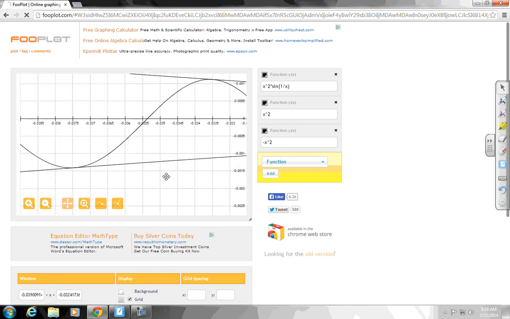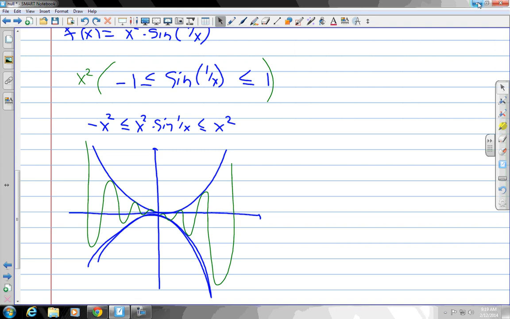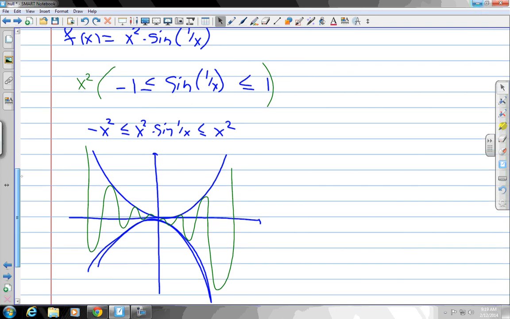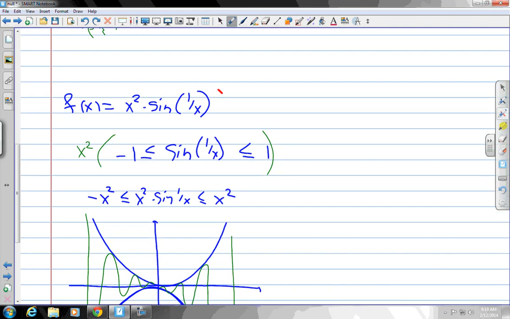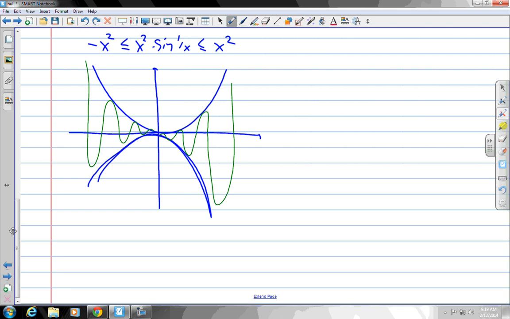Because like in Calc 1, they'll ask you a question like, what happens to this function right here as x gets closer and closer to 0? Because you're in trouble when x is at 0. Do you agree with that? When x equals 0, you're in big trouble because you're dividing by 0 in there. But what happens to the values of the function as x gets really, really close to 0? Well, you can just say, by looking at this graph, as we're moving closer and closer to 0, it's just being squished by those two parabolas. So the y values are very close to 0 as well.